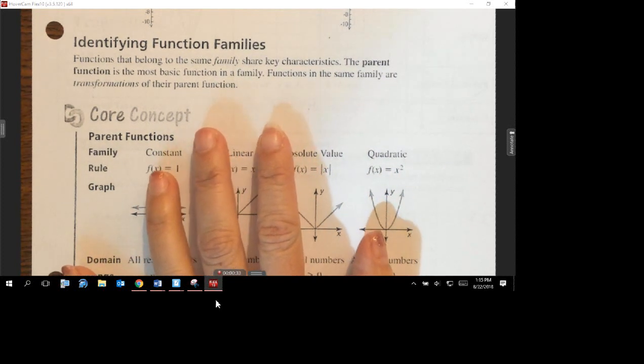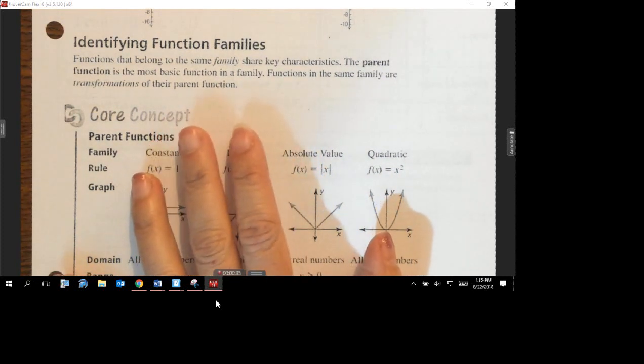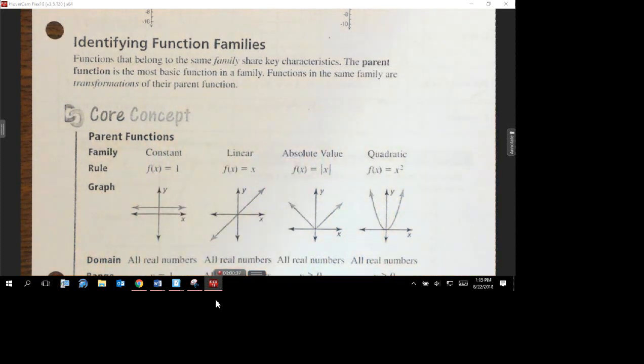So functions in the same family are transformations of their parent function. We have a parent function, and underneath that parent function it has lots of little babies. They kind of look like the parent, they're just different in a little bit of a way. I put on here 4 main parent functions that we're going to talk about today. There's more, but this is what we're going to talk about.